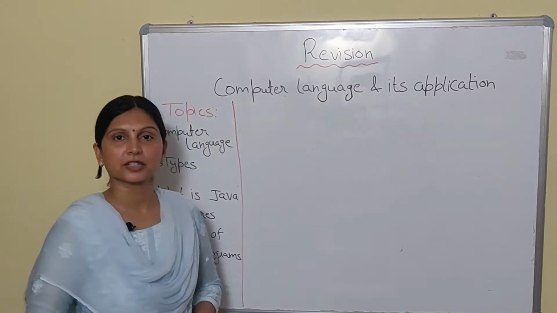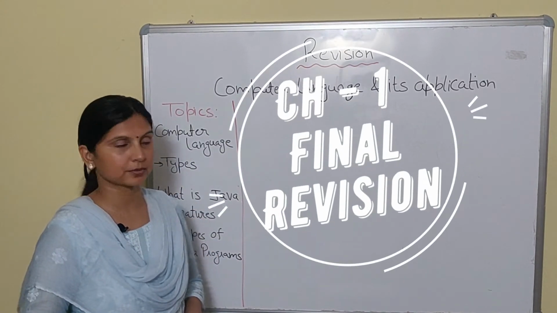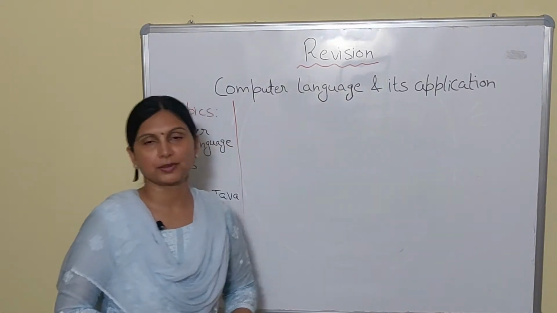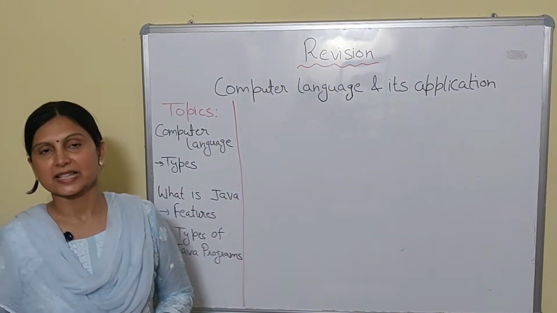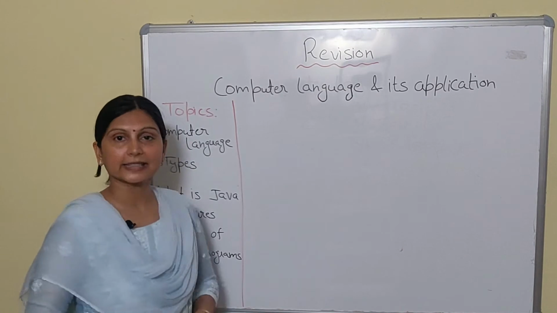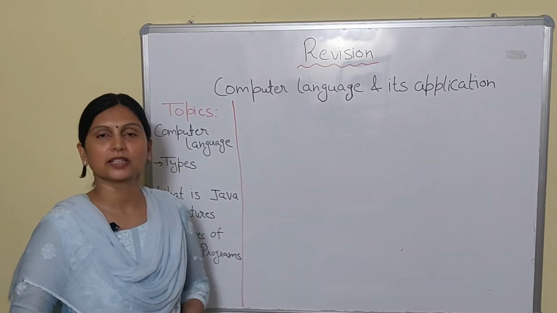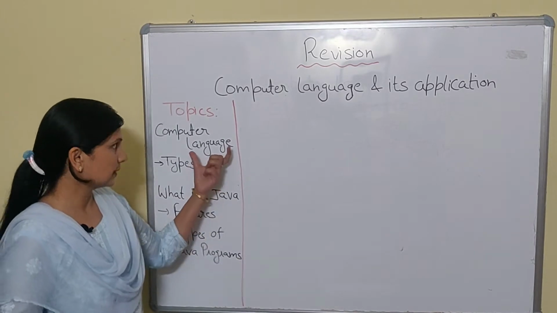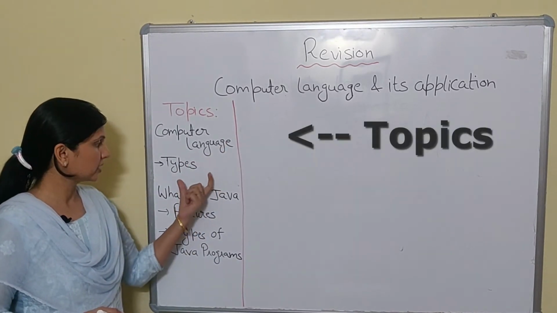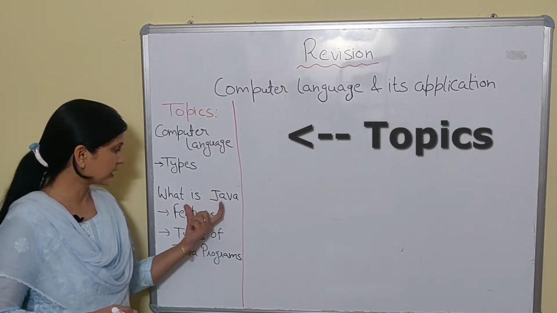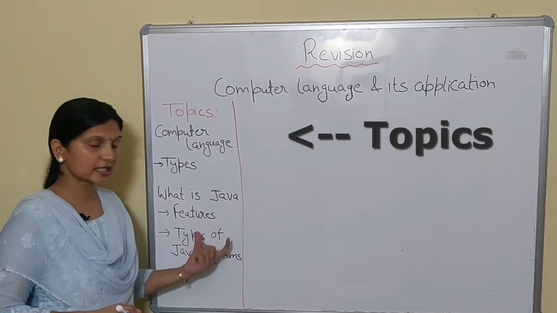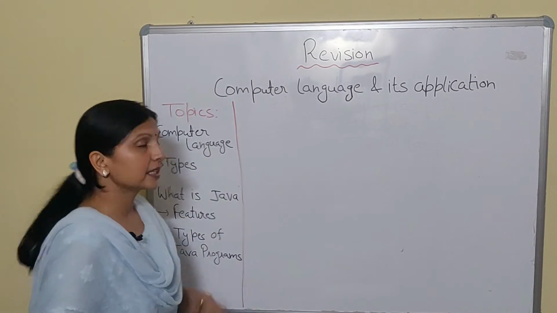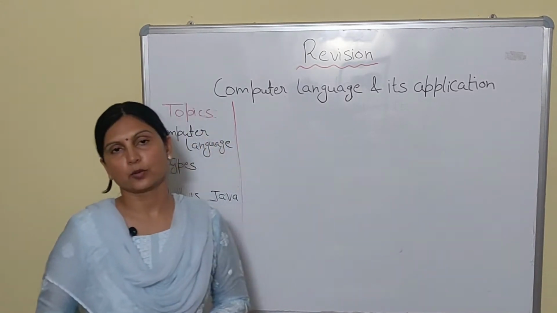And in revision, first we will start with the first chapter, and that is computer language and its application. As this is revision, we will not go into that depth, but we will discuss only key points. The topics we are going to cover are computer language, its types, what is Java, features and types of Java programs. So let's begin with computer language.